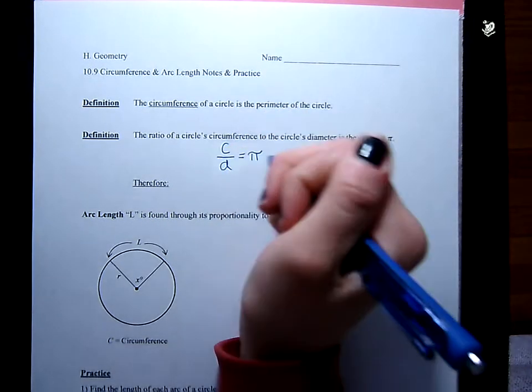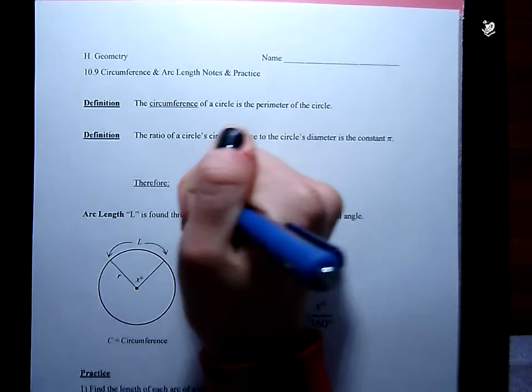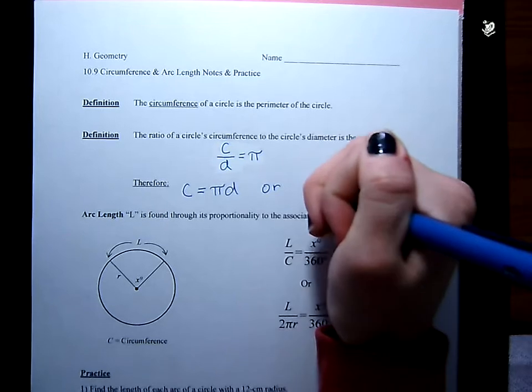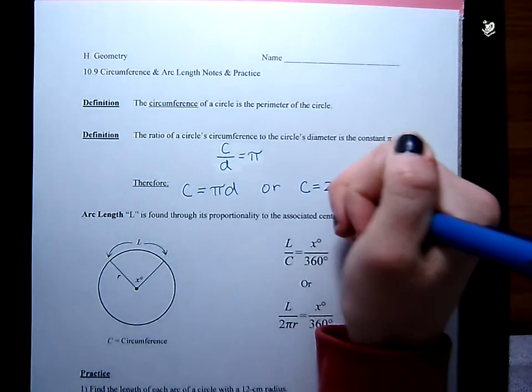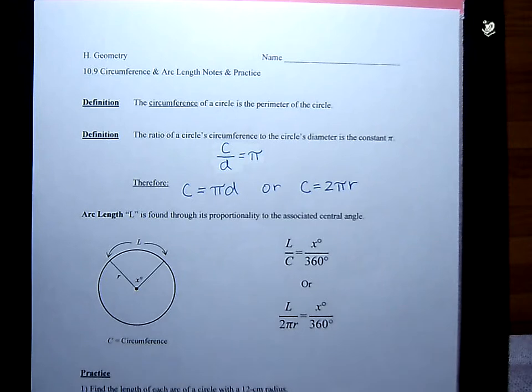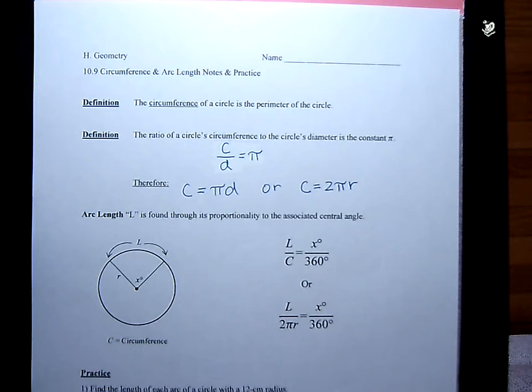If I was to multiply by d on both sides, I would get circumference equals pi times diameter, or we also know it to be circumference equals 2 pi r. So cherry pie delicious, or 2 pi r. And we're actually going to use the circumference to help us solve for arc length this week. So arc length, which is going to be represented by the letter L, is found through its proportionality to the associated central angle. So what do I mean by that?